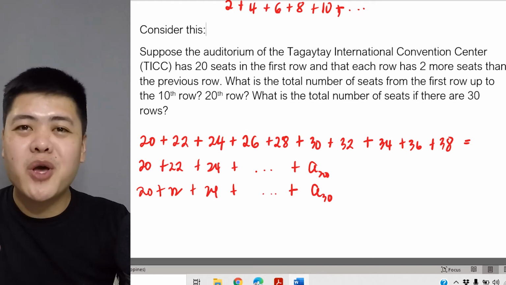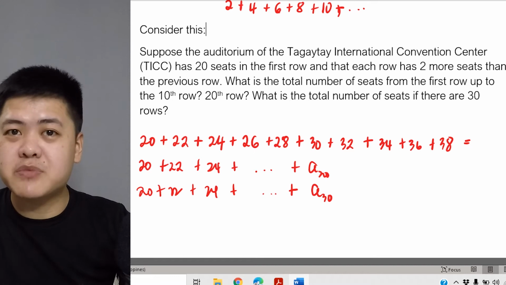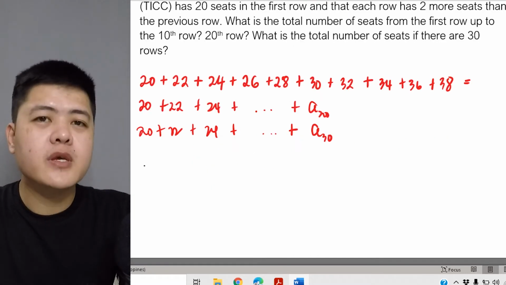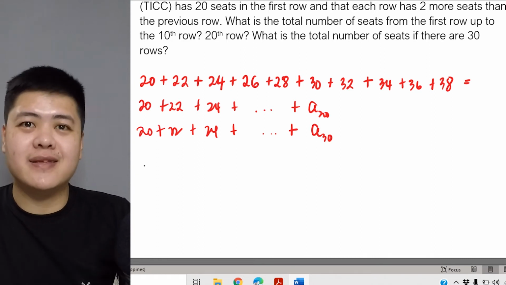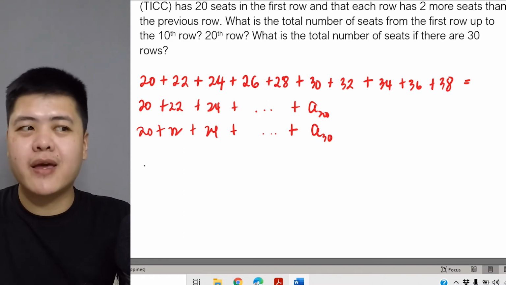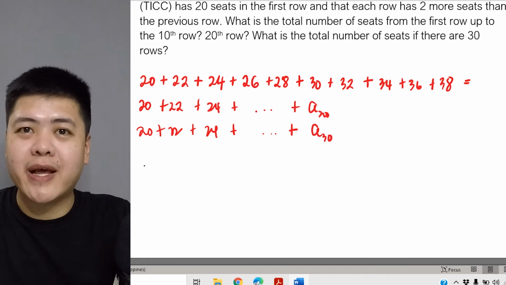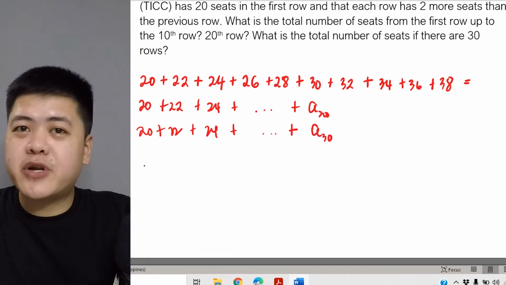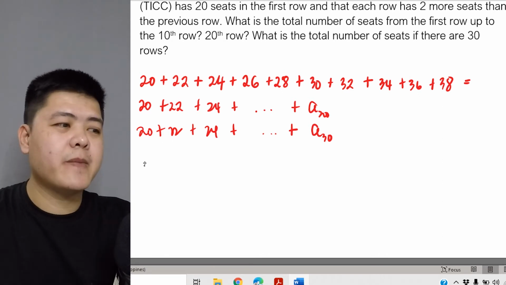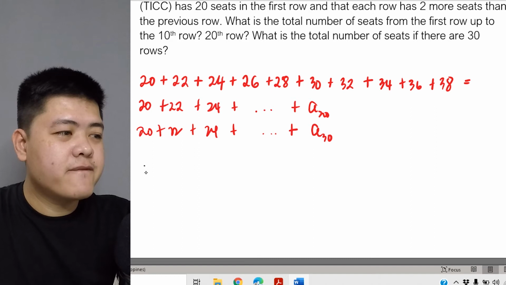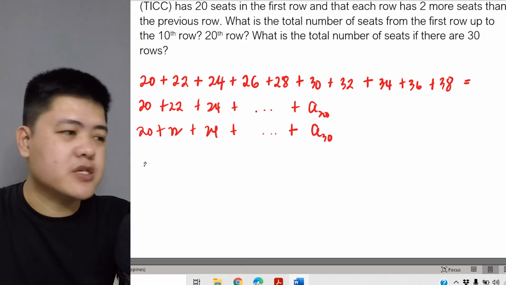So in this video, we will derive the formula for the sum of the first n terms of an arithmetic sequence. Of course, we don't want to do it the long way, because it's hard to add many numbers. What if there are 100 rows? You'd have so many numbers to add. So the goal of this video is to derive the formula for the sum of the first n terms of an arithmetic sequence. To do that, let's first go over some notation.